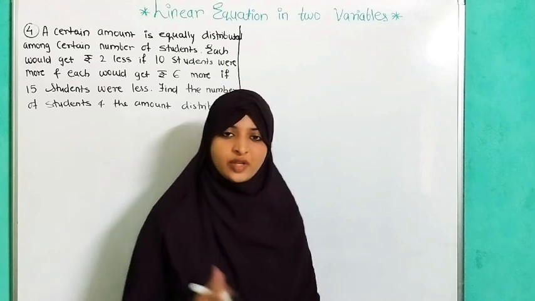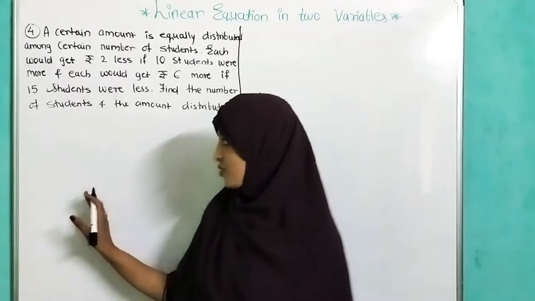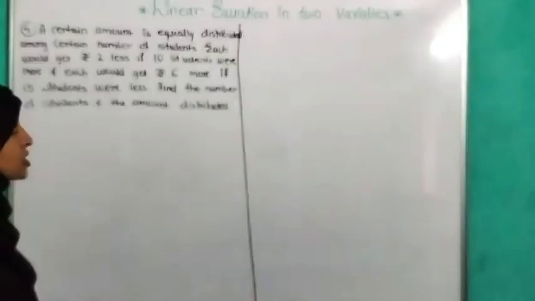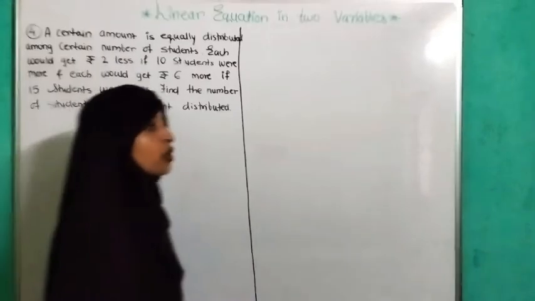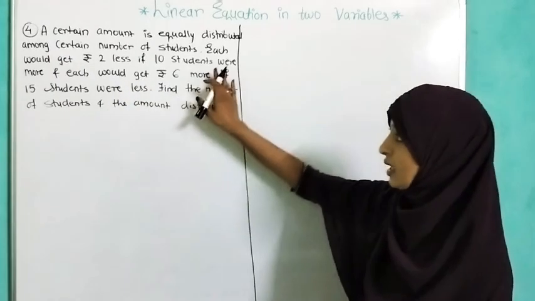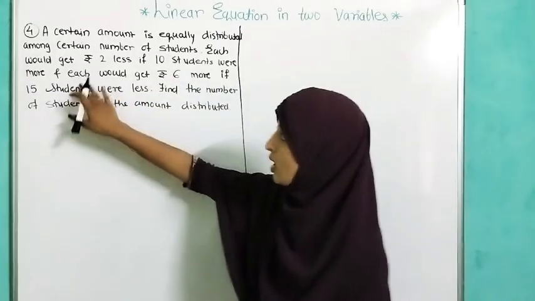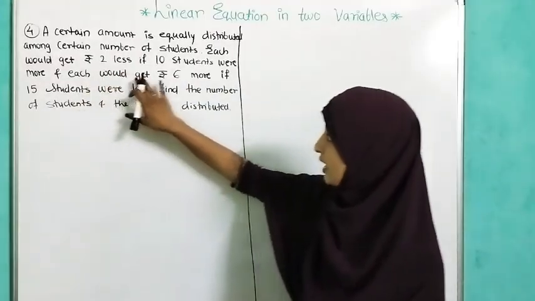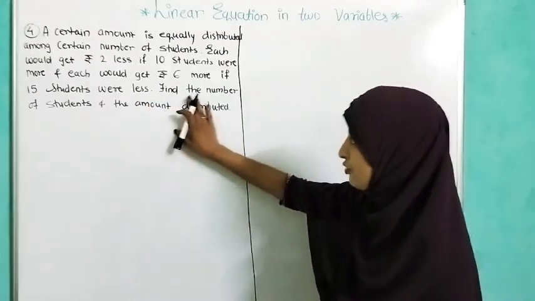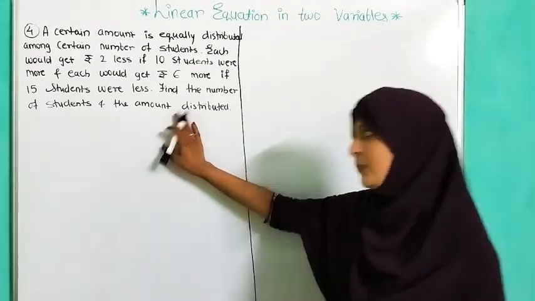Hello everyone. Today we are going to solve word problem based on linear equation in two variables. So this was our fourth question. So the question is, a certain amount is equally distributed among certain number of students. They are given two conditions. Condition number 1, each student will get 2 rupees less if 10 students were more, and second condition, each will get rupees 6 more if 15 students were less. Then we have to find the number of students and the amount distributed to them.